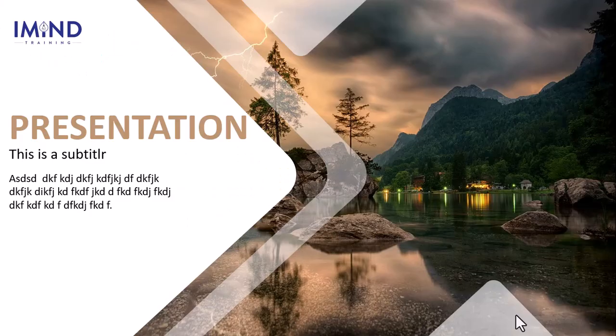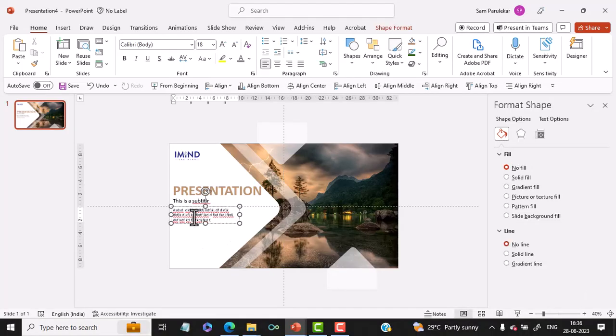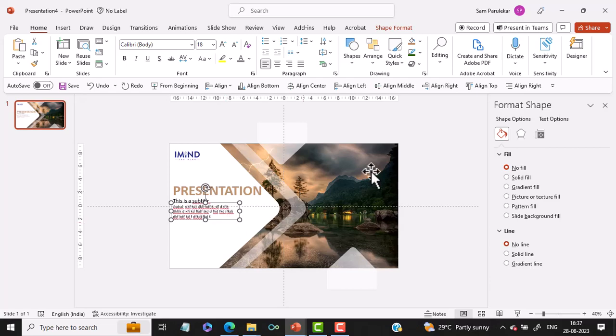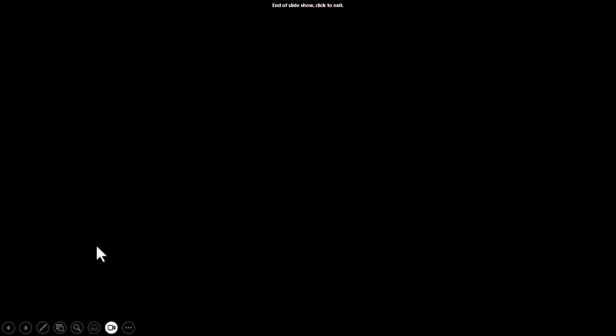Just take a small quick preview. So you can see there's more distance here. So we ought to reduce this distance. So we select this text and we reduce this distance. We take it on the top like this. Take a quick preview. This looks better.